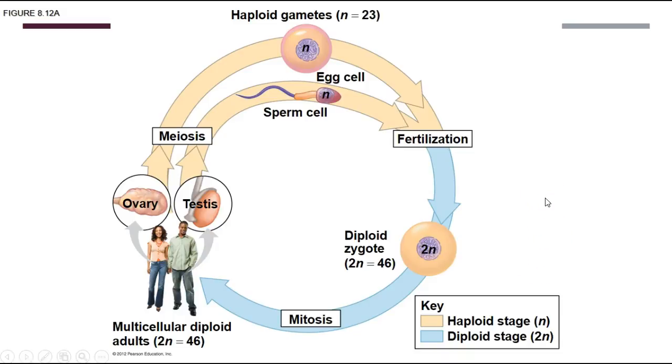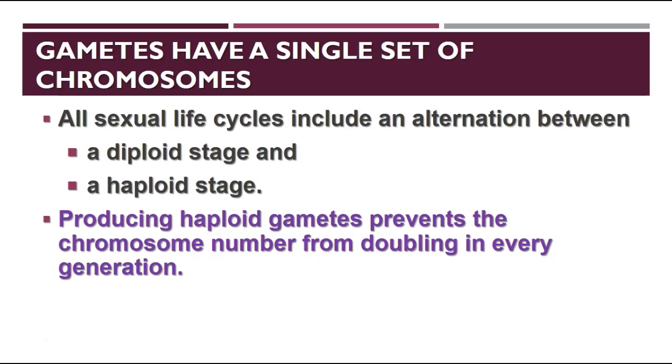We refer to haploid numbers of chromosomes as N, because that's just the basic number, and then diploid is 2N. That way we don't have to worry about how many chromosomes an organism has. We can still talk about whether it's haploid or diploid without worrying about the actual number of chromosomes if we refer to the chromosome number as N or 2N. Gametes have one set of chromosomes. And so all sexual life cycles have an alternation between a diploid stage and a haploid stage. In humans in particular, the haploid stage is only the sperm and the egg cell.